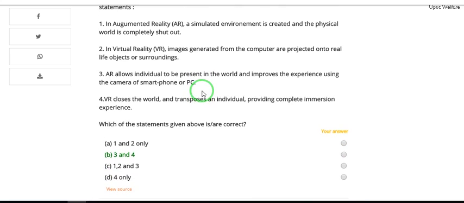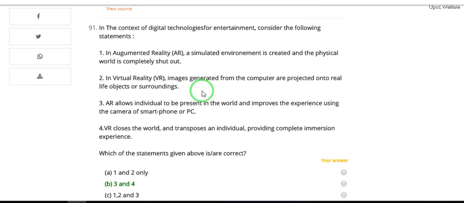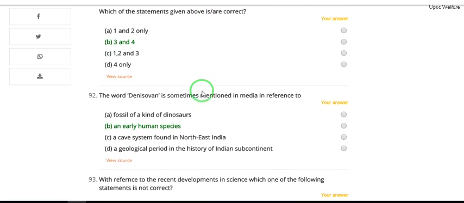Why is it so? Because if we see AR, as we know, augmented reality, this is allowing the individual to be present in the world and also have a better experience using the camera of a smartphone or PC. And if we see the fourth option, virtual reality, yes, it closes the world, as we know, and transforms an individual, providing complete immersion experiences. So 3 and 4 is going to be correct, and that's all.